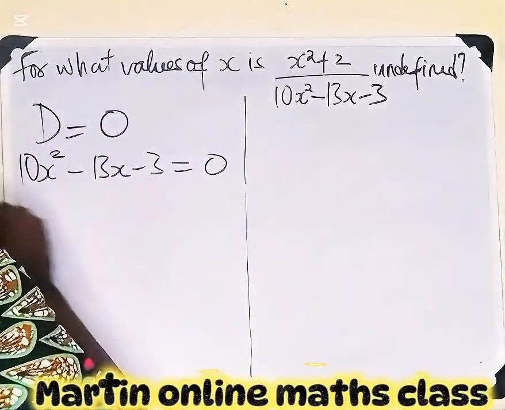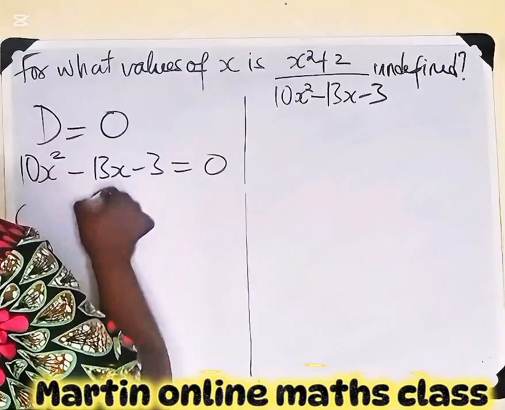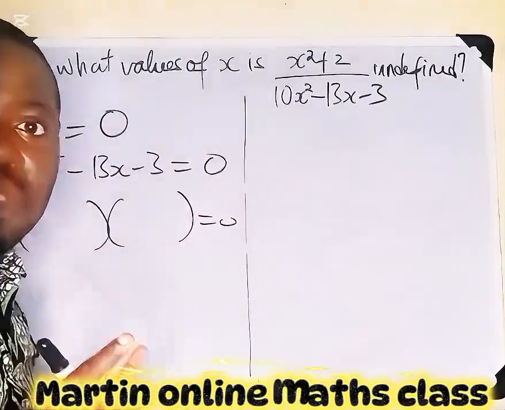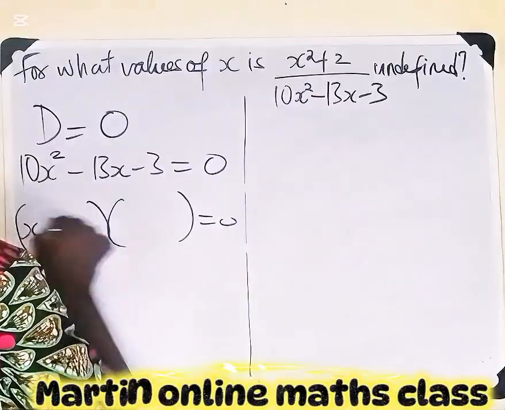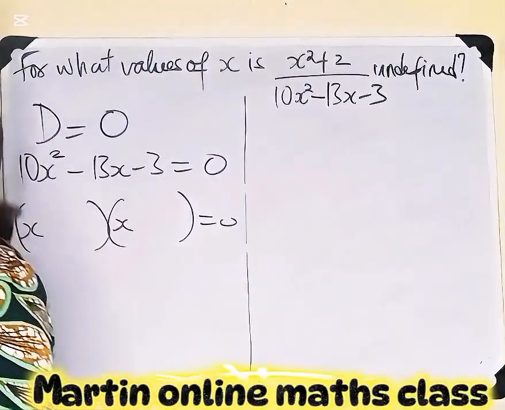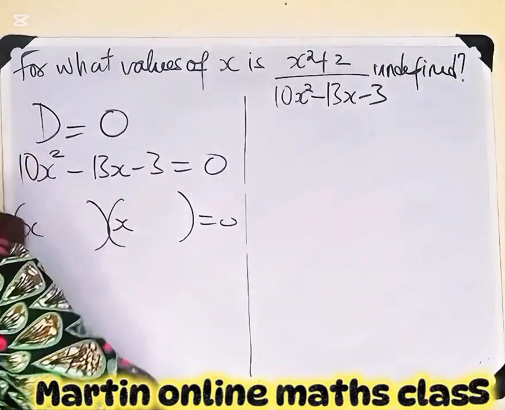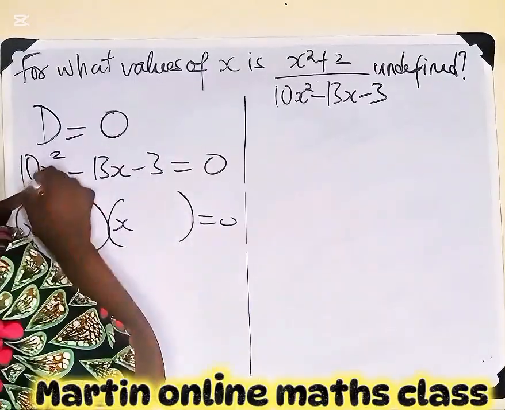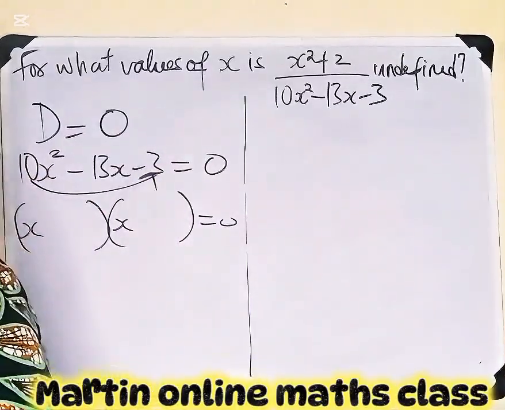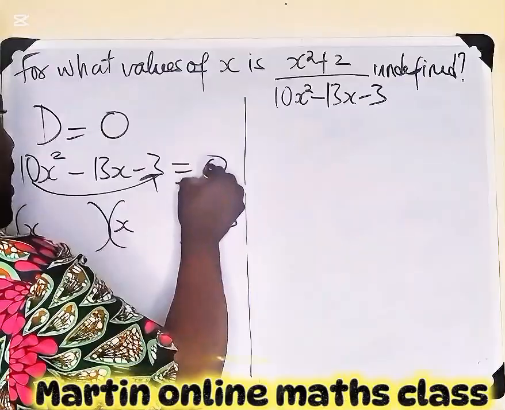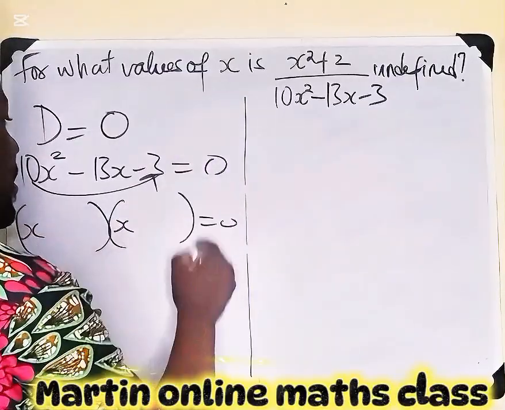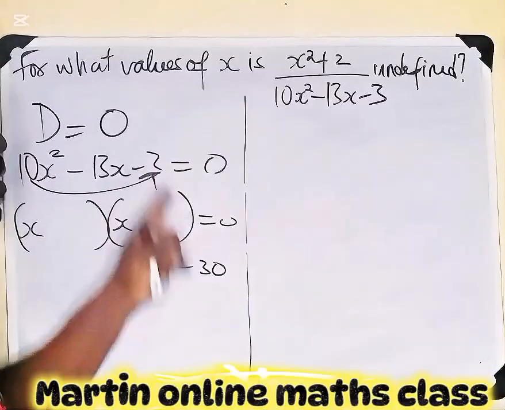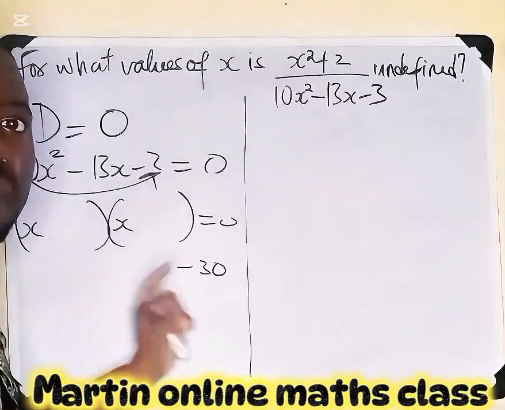And to solve this, the first thing I will do is to introduce two brackets. The variable we are looking for here is x. I will write the variable. After that, we're going to obtain the product of the first and last term, which is 10 times minus 3, and that will give us minus 30.